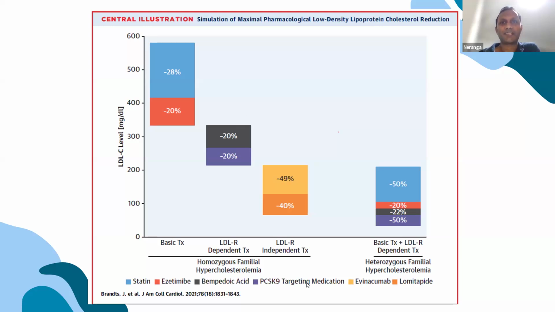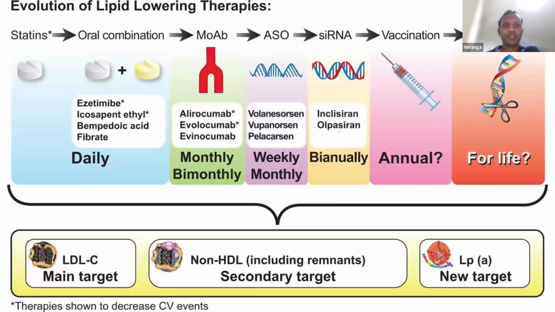And then the PCSK9 inhibitors are there, but they are very expensive. Then there are others like evolocumab, alirocumab, inclisiran, things like that. You can take daily medicine, or monthly PCSK9 inhibitors. Like inclisiran, you can give it six monthly. Vaccination and gene editing may come in the future.